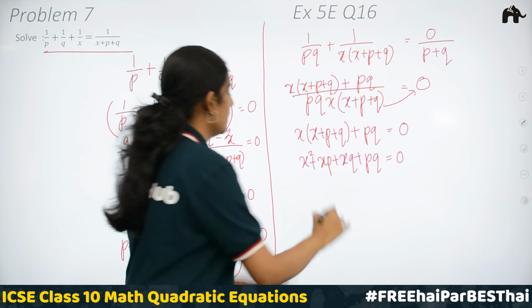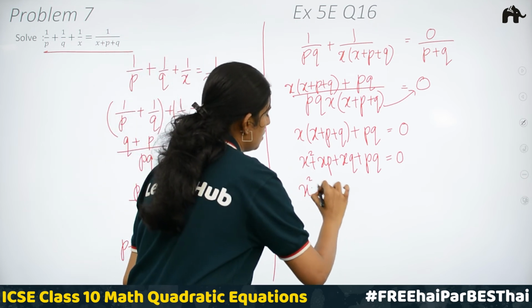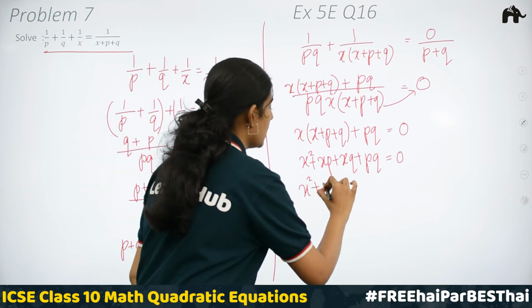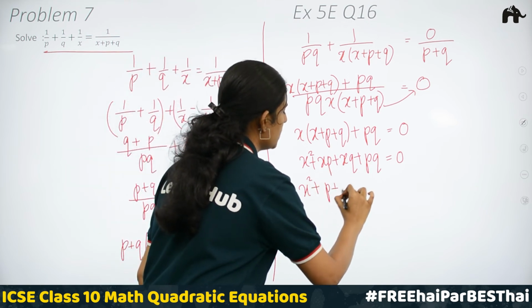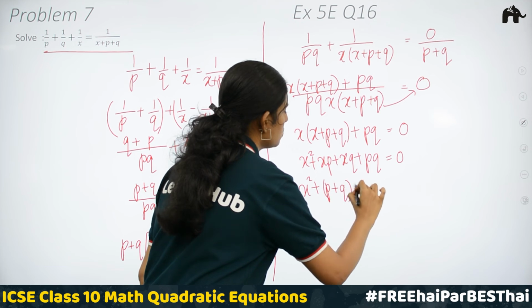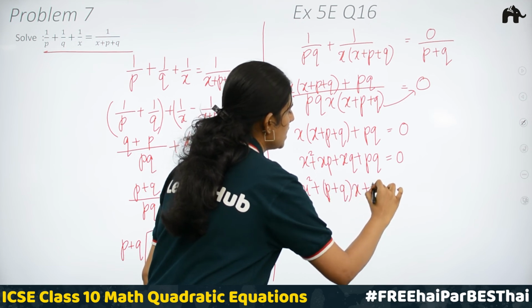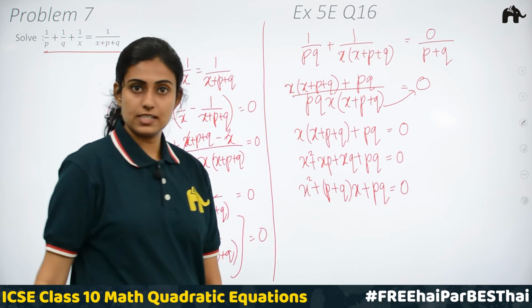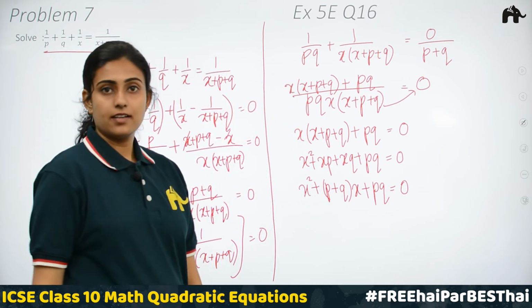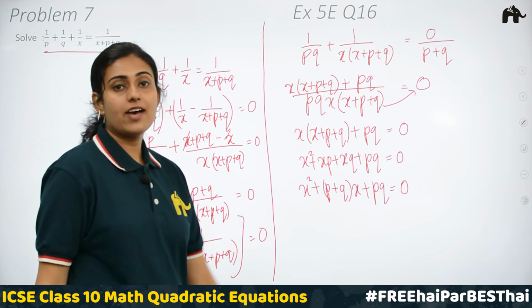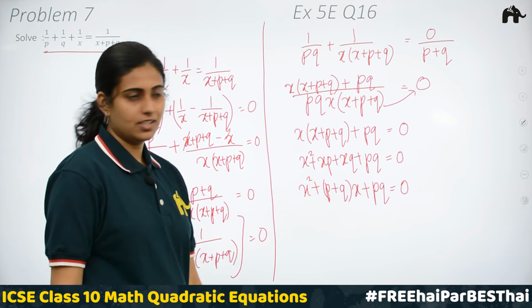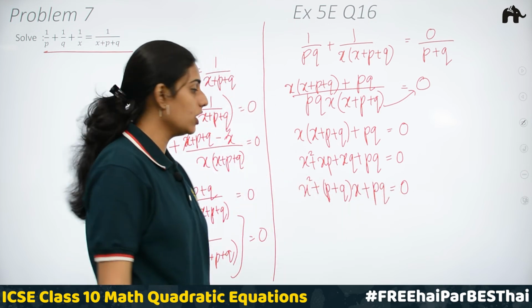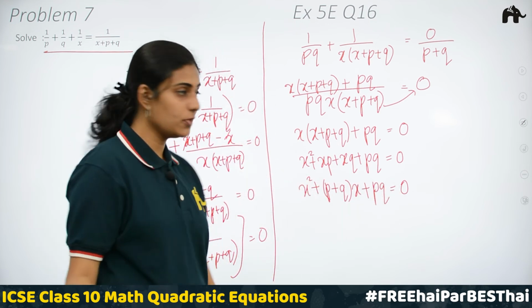Okay. That is X square plus. Here we have XP and XQ. We can take X common. This becomes P plus Q into X plus PQ is equal to 0. Clear? How to find the value of X now? Check this form. This is a standard form of quadratic equation. We can solve using the formula.